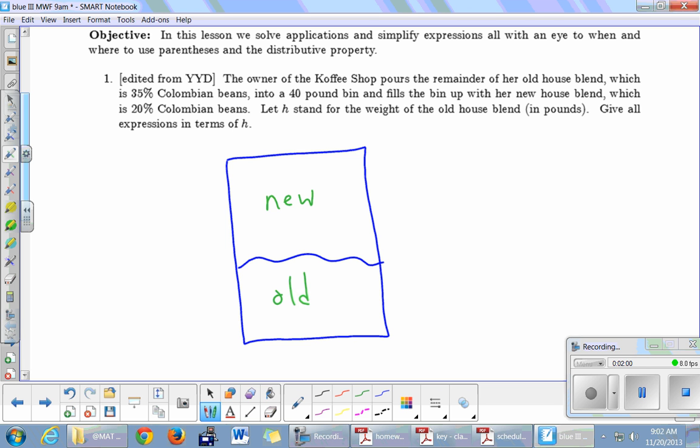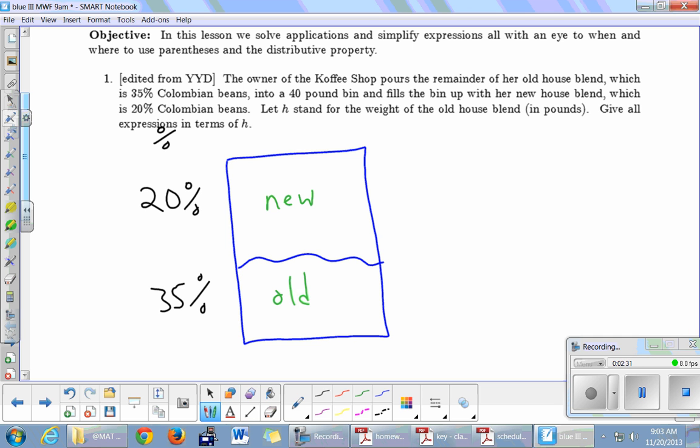All right. And the next thing that we want to draw is some percentages. So let's talk about percentages over here on the left-hand side. These new coffee beans, what percentage of them are the Colombian beans? It is 20%. So we'll just put 20% here. And the old beans, what percent were Colombian? 35. Okay, so far so good.